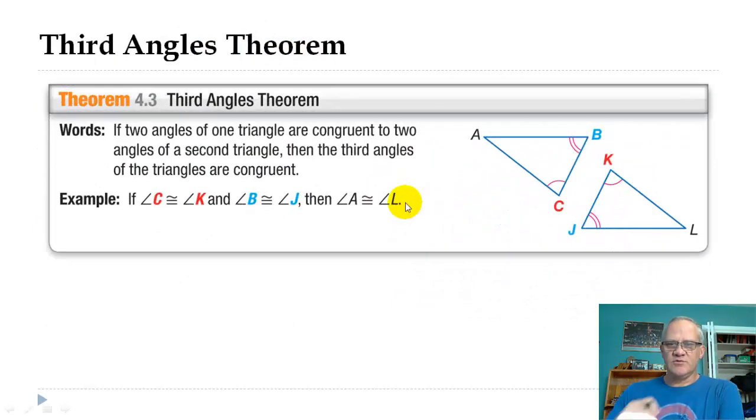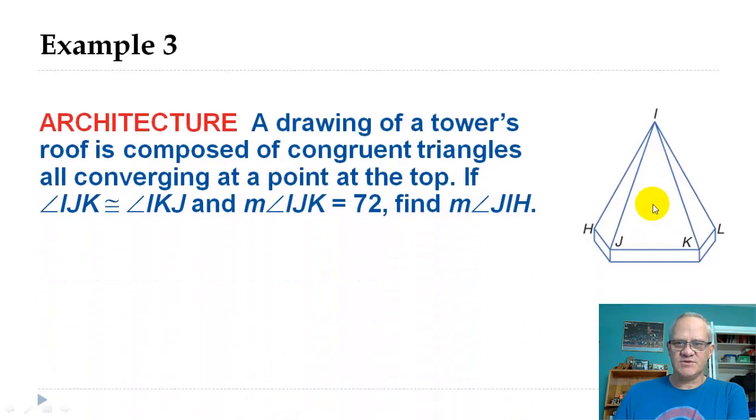All right, the last thing that we're going to talk about is the third angles theorem. This really makes a lot of sense if you think about it. It basically says if you have two triangles and you know that two of the angles are congruent to each other, the third one also has to be congruent. So if you know that C is congruent to K and B is congruent to J, then A and L also have to be congruent. Think about it: how many degrees total in a triangle? 180. If you have 180 and the other two are equal, what's left has to be equal as well. Okay? That's what's happening there.